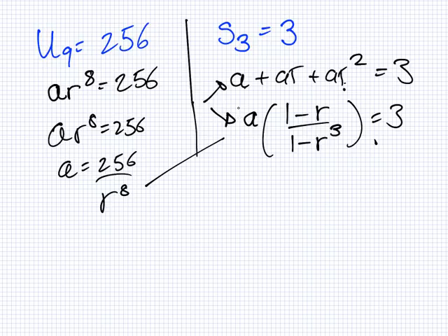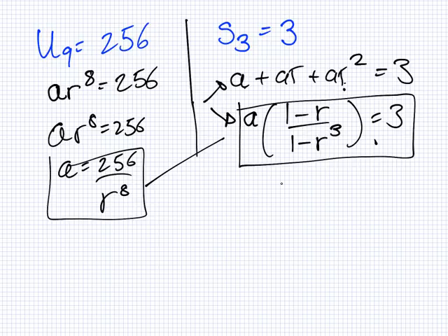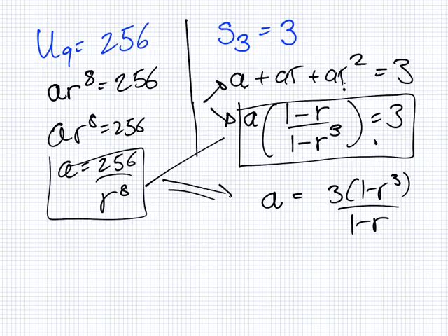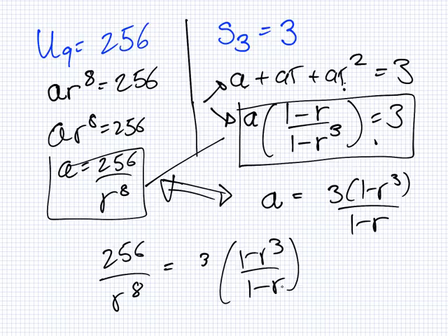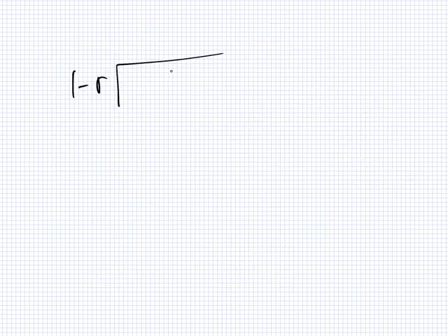Right. I'm going to take this one again with this one. So I have 3, A equals 3 times 1 minus R cubed over 1 minus R. I just bring this one up and this one down. That's okay? Now I'm going to use these two instead. So I get 256 over R8 equals 3, 1 minus R cubed over 1 minus R. And you might be thinking, Stephen, you tried this already, but now I'm going to do this instead. 1 minus R divided into 1 minus R cubed.